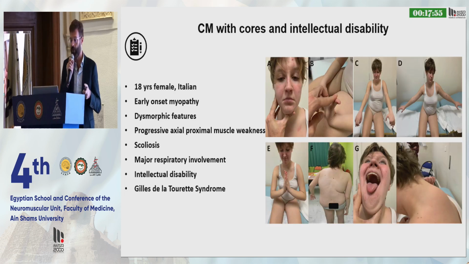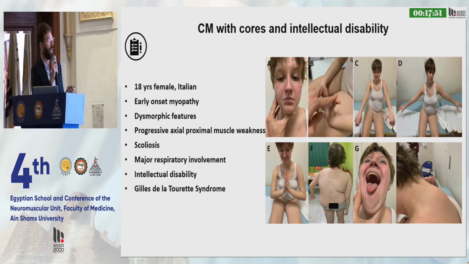Another example of a candidate gene: this is a patient that I followed from Italy with congenital myopathy. She has some ptosis, she has a prominent scoliosis. You can see here the high arched palate, this lipoma. I don't know, but you have to describe your patient in detail, and she has intellectual disability that does not go very well with the congenital myopathy.